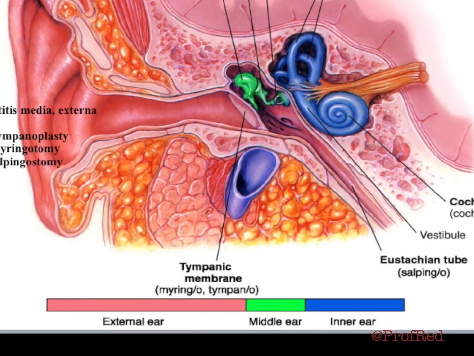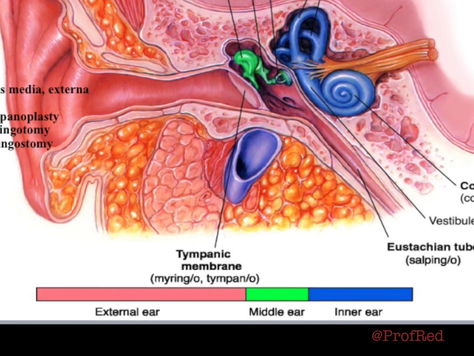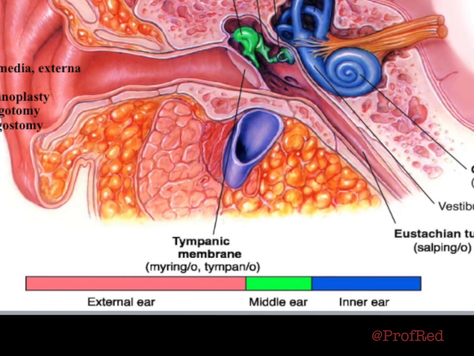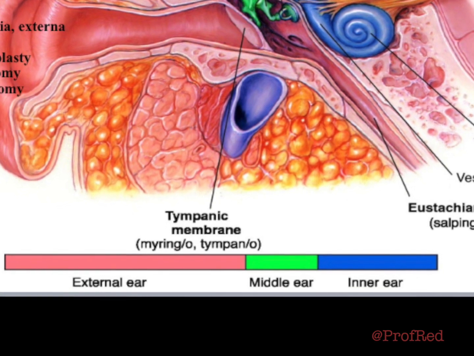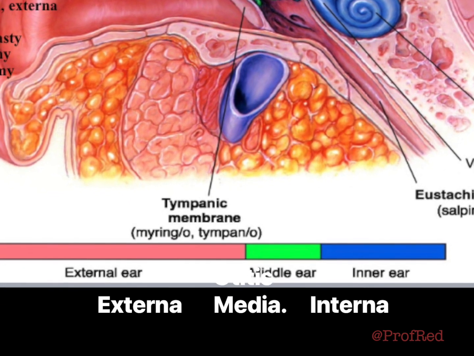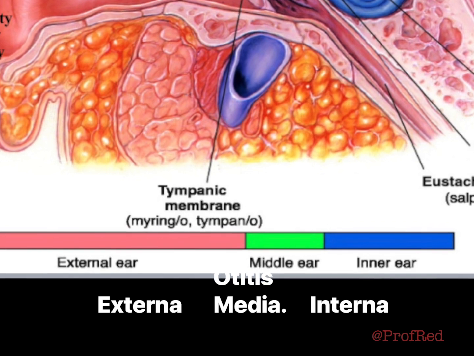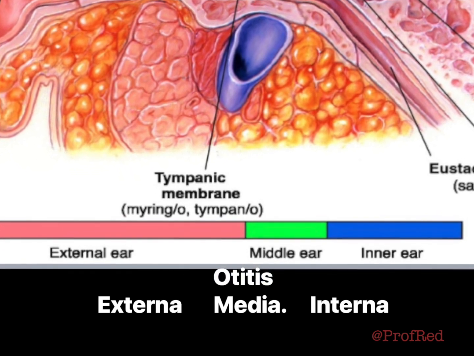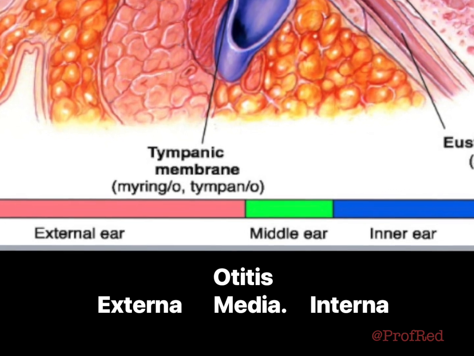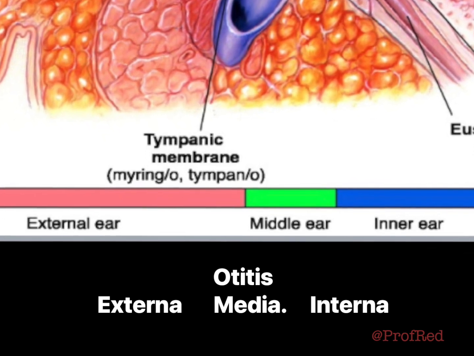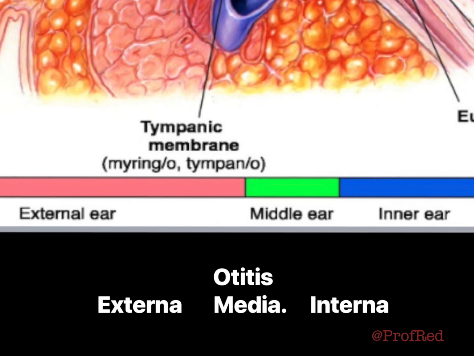So the combining form for ear is oto. You can see as we zoom in, there are three regions of the ear: the external ear, the middle ear, and the inner ear. So when there is inflammation of the ear, that's otitis. It could be anywhere. If it's in the external ear, otitis externa. If it's in the middle ear, otitis media. If it's in the internal ear, otitis interna.